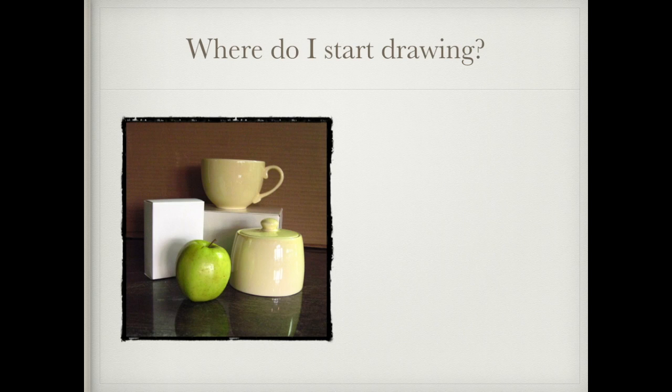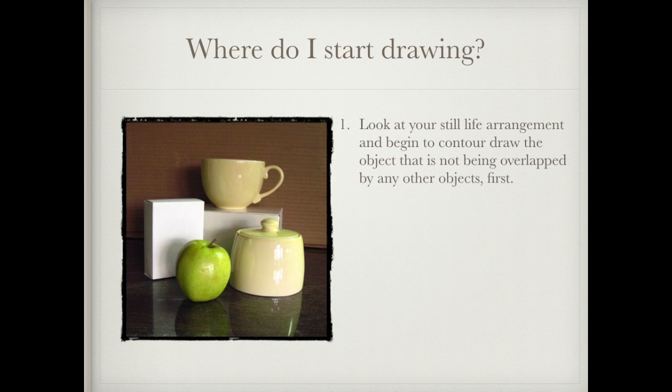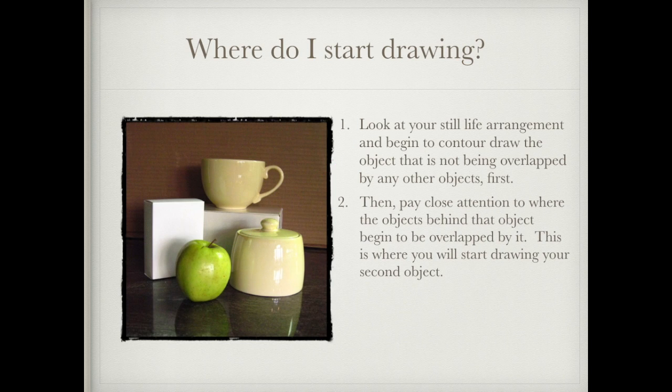So where do you start drawing? First, look at your still life arrangement and begin to contour the object that is not being overlapped by any other objects first, such as the apple here. Second, pay close attention to where the objects behind that object begin to be overlapped by it. This is where you will start drawing your second object.